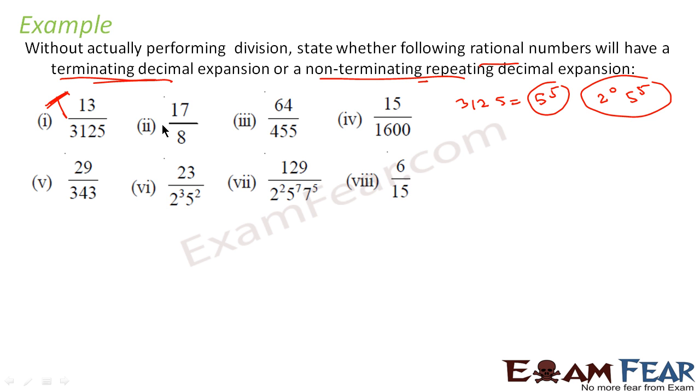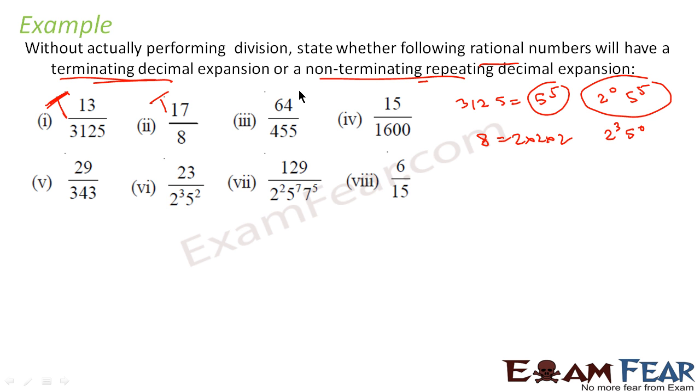Again they are co-primes because there is no common factor between 17 and 8. 8 I can write as nothing but 2 into 2 into 2, that is 2 cube. So we can write this in the form 2 to the power 3, 5 to the power 0. So this is also terminating. Next example, 64 by 455.